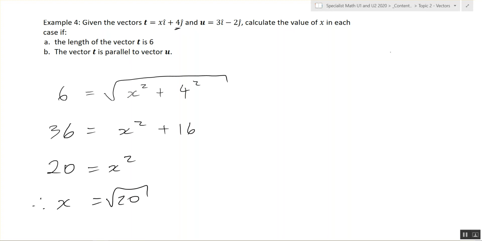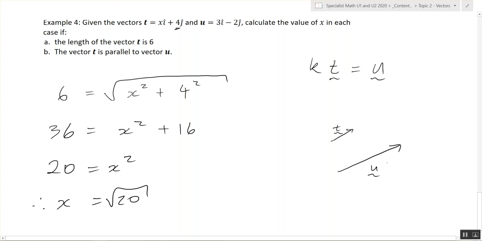Okay, so confusing. You may have no idea what to do. Parallel to vector u. So scalar rules tell us some scalar k times t equals u, because they're parallel. So say this is t and this is u. They're parallel, so they're going in the same direction. It's just to make it equal, you just multiply by some scalar.